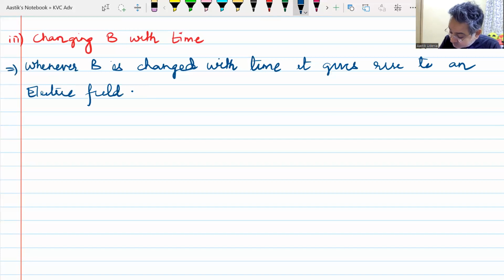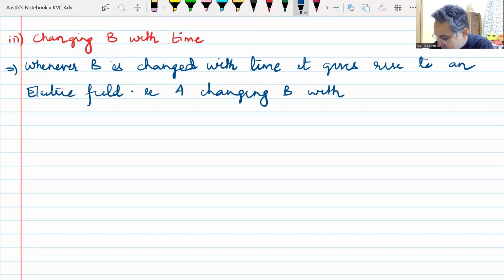That is, a changing B, a changing magnetic field with time, produces an electric field.